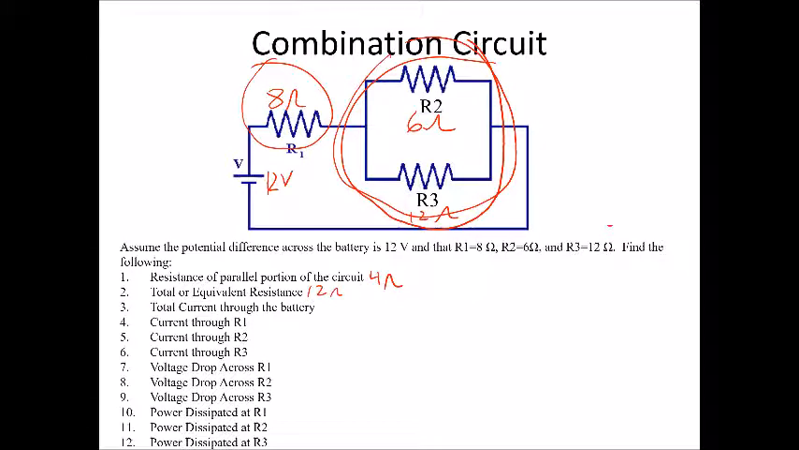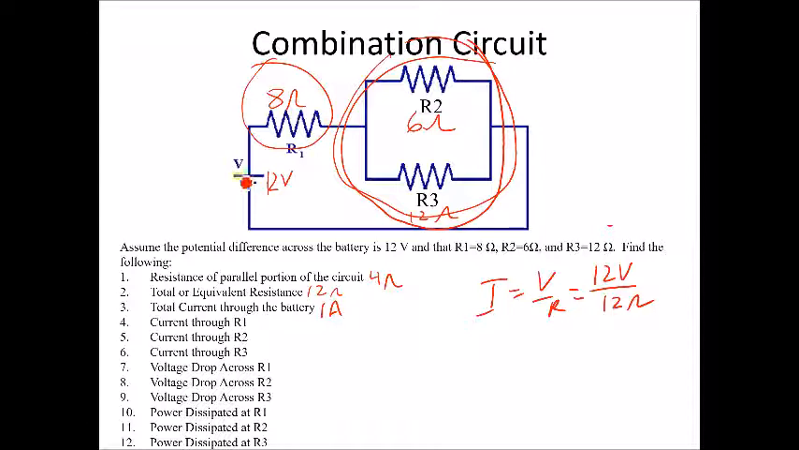To find the total current, Ohm's law, I equals V over R. So we take our battery voltage, 12 volts, divide that by our equivalent resistance, 12 ohms, and we end up with a current coming out of the battery of 1 amp.